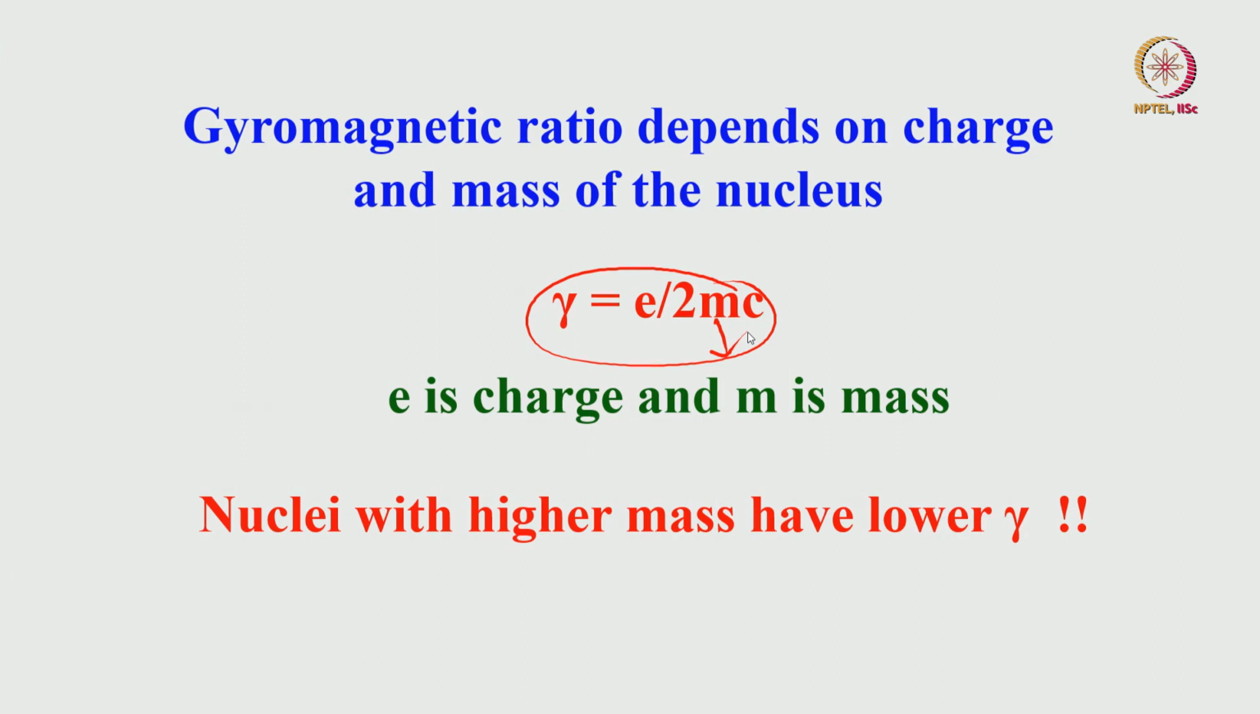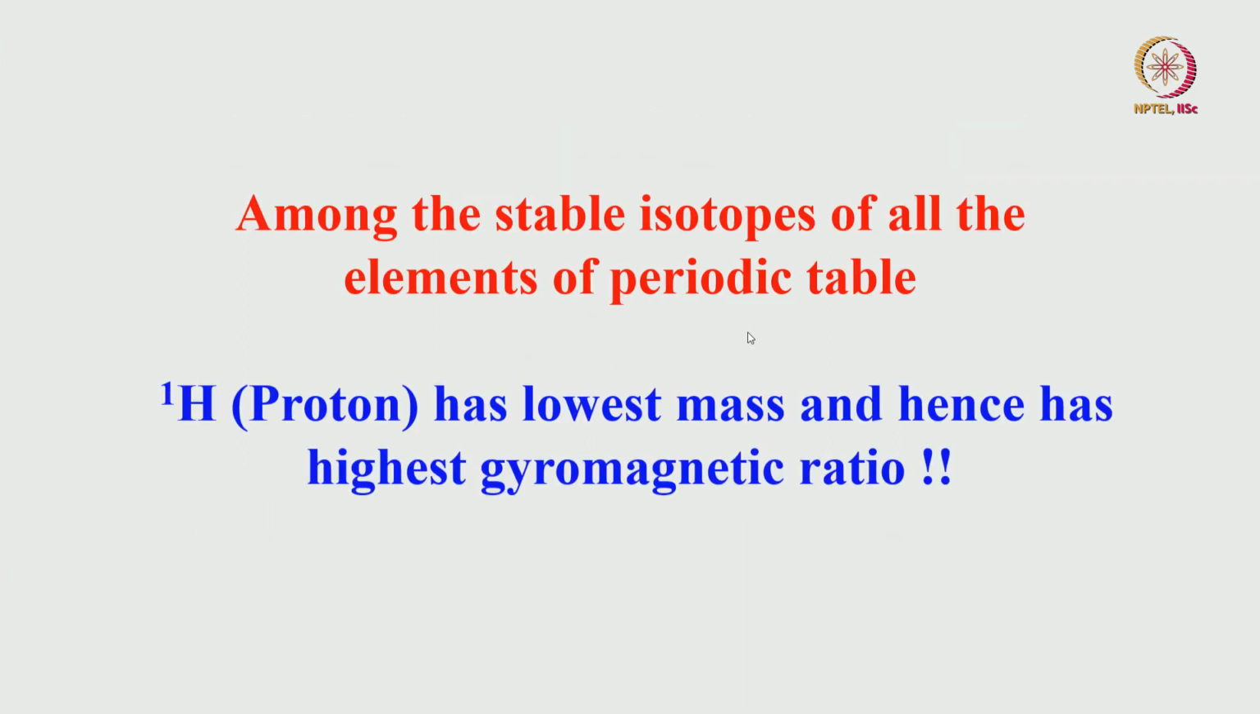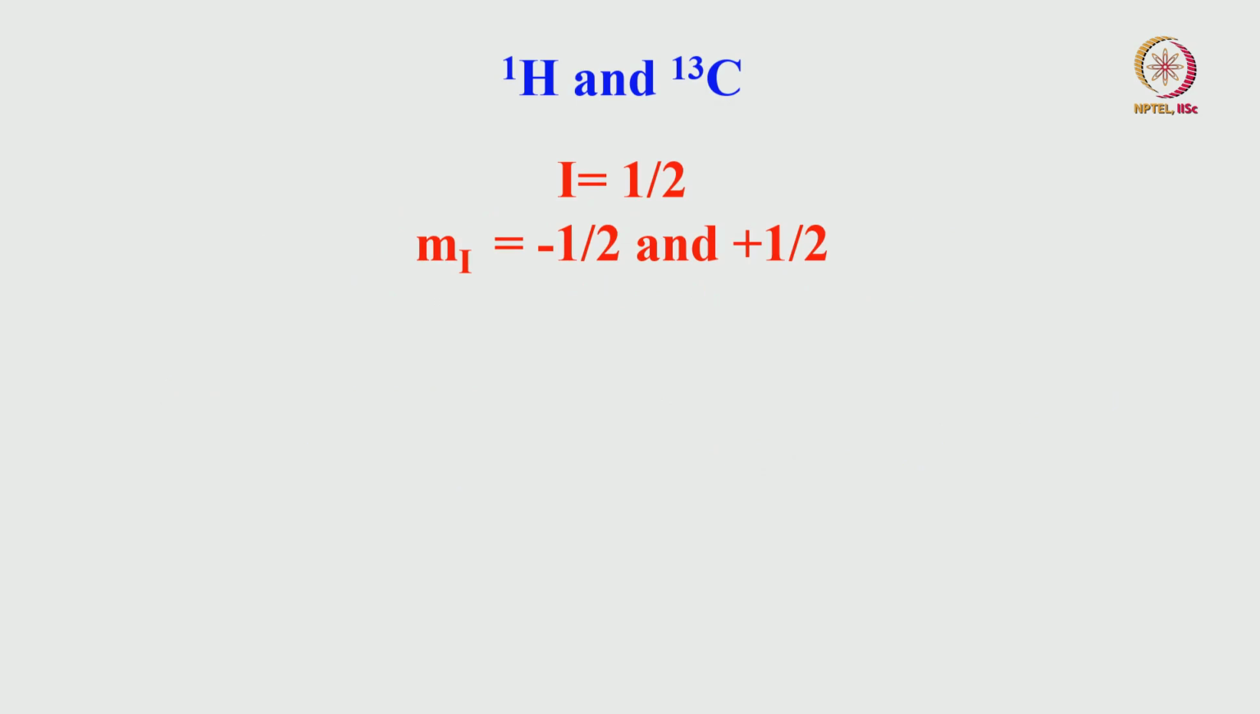That means, if you understand that, among all the stable isotopes of all the elements of the periodic table, proton has the lowest mass and has the highest gyromagnetic ratio. That is the important concept. Remember, of all the NMR active nuclei, the one which has the highest gyromagnetic ratio is proton compared to any other nuclei. So now the question is, what is the difference between proton and carbon 13?